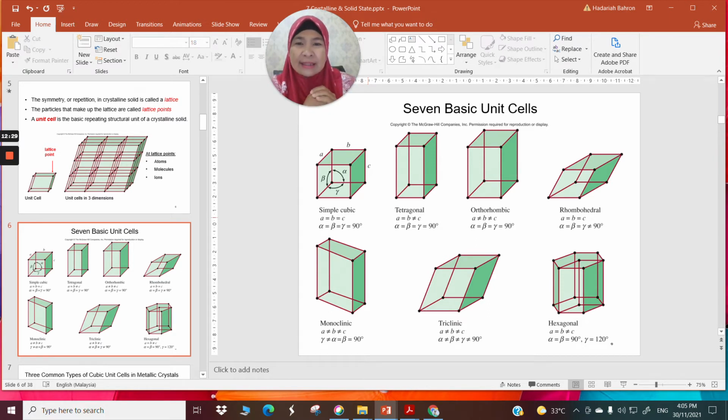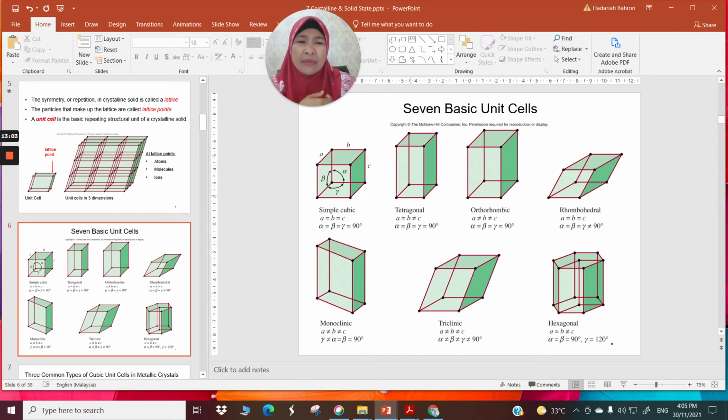Now, the second unit cell is called tetragonal. So basically, it's the same as the simple cubic, but one of the edges of your cube is longer than the other two. So in here you have A equal to B, but these are not equal to C. So you're going to have a tetragonal in this way. It's like a long cube. It's probably like a shoebox, yeah?